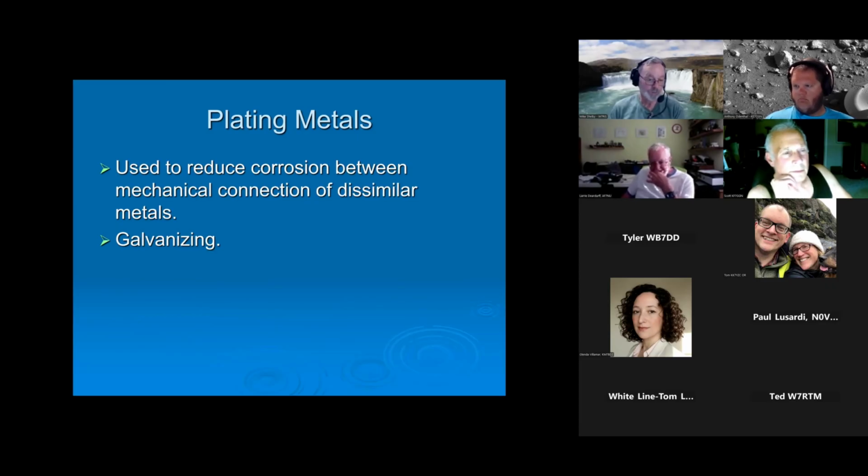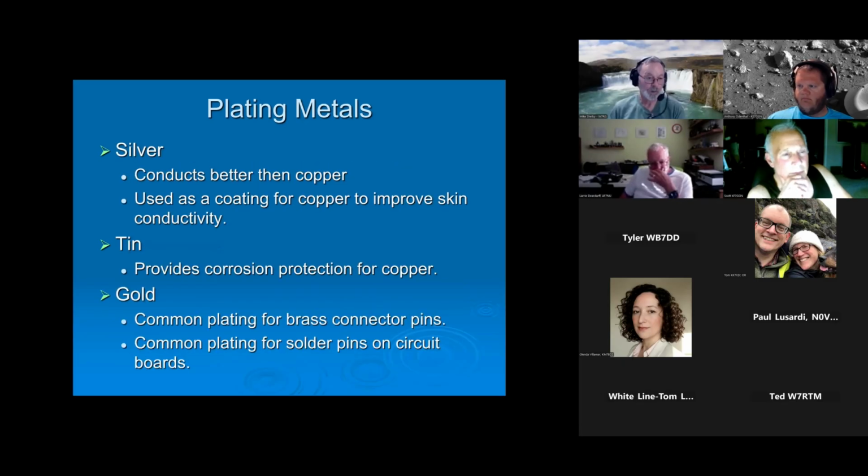Galvanizing is another way of doing things where you take zinc and get it to bond to steel, and that zinc ends up preventing corrosion from happening. So here's some plating methods. This is the slide I was thinking about.